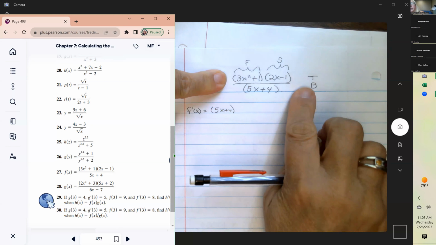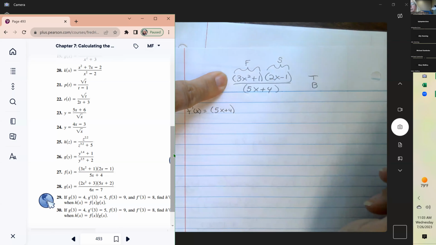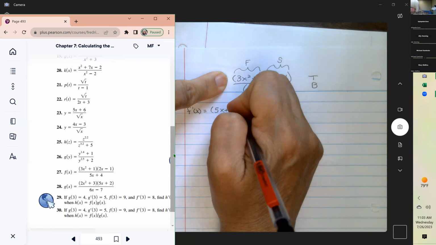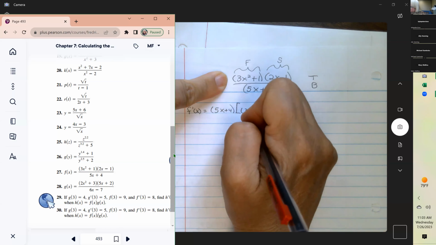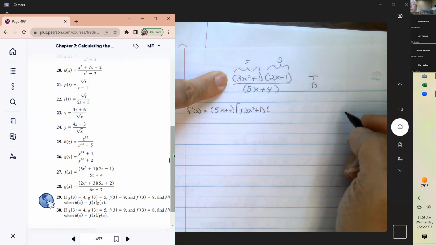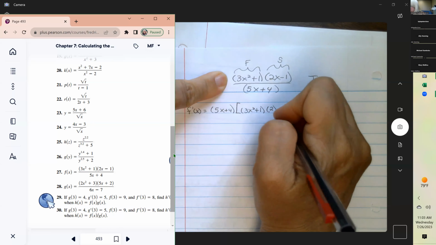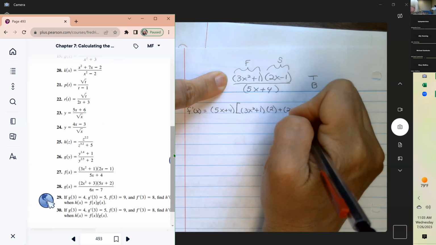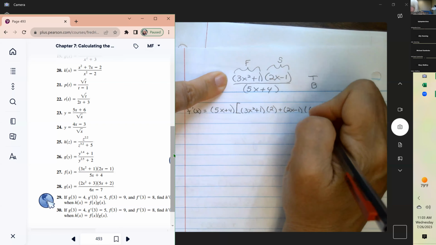Bottom times the derivative of the top. The derivative of the top, there's a product. First times the derivative of the second plus the second times the derivative of the first, which is 6x.